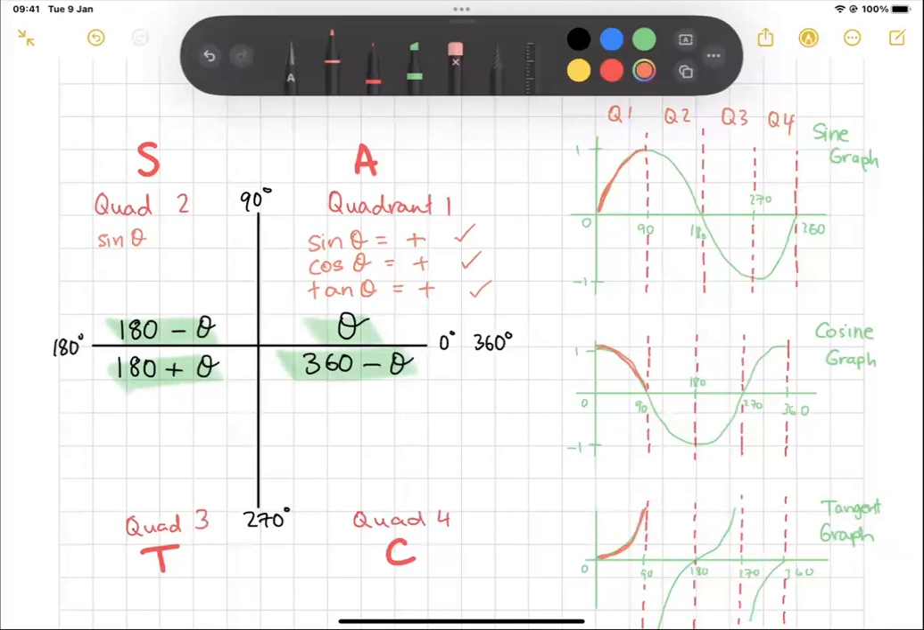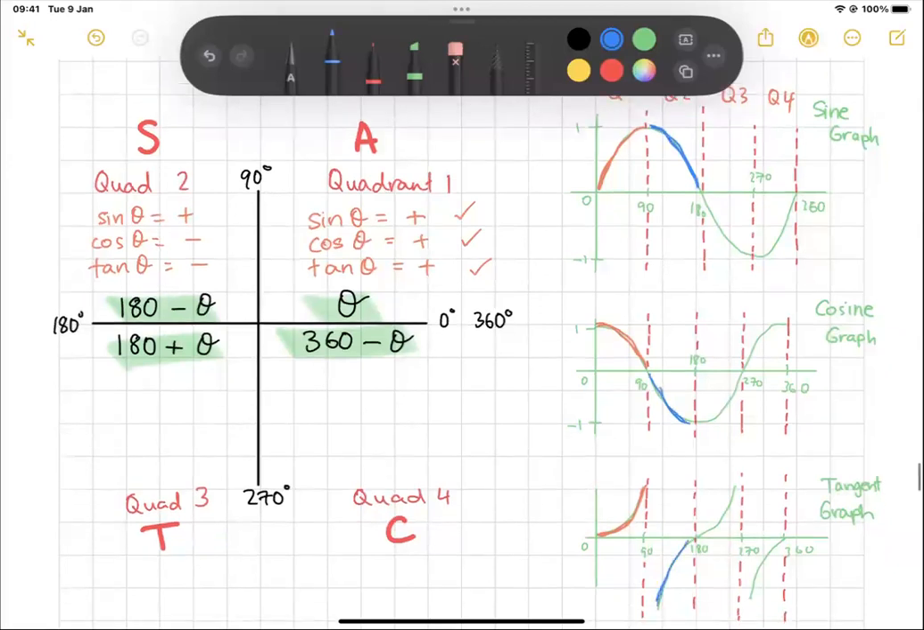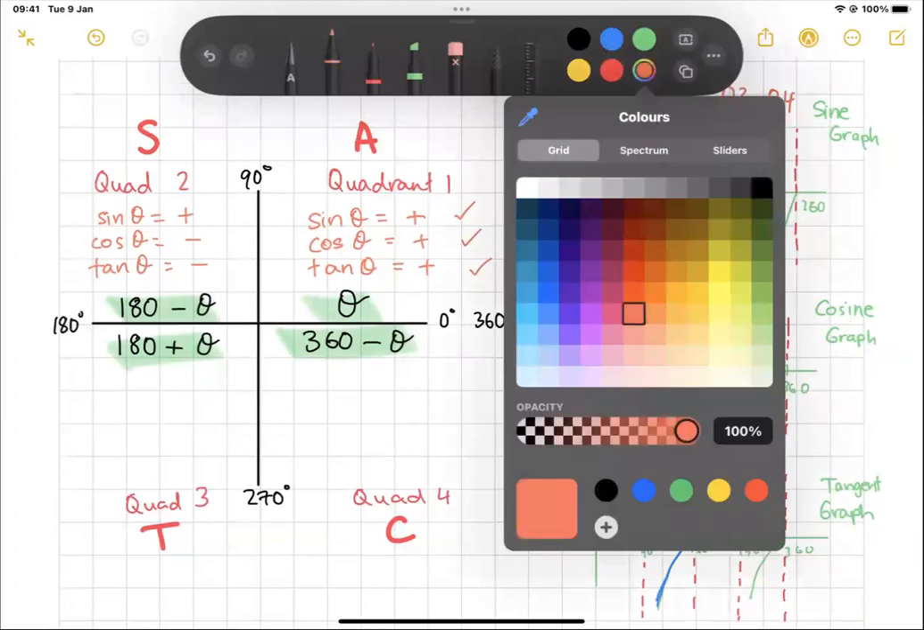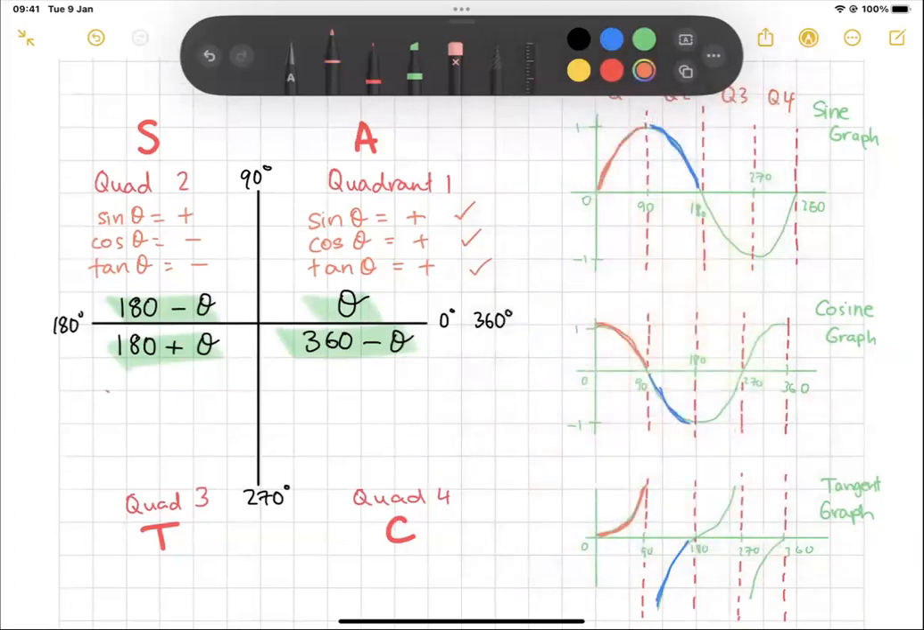Now for my second quadrant, sine is only positive. So sine theta is positive. Cosine, therefore, is going to be negative, and the same with tan. Again, I can represent it with my graphs. This part of the sine graph is positive. For cosine, it's negative. And for tan, it's negative also. Let's keep going. For quadrant 3, tan is positive. That means sine theta is negative, cosine theta is negative, and only tan would be positive.